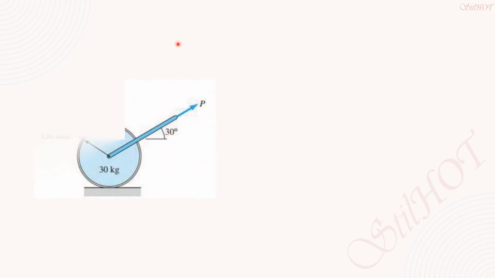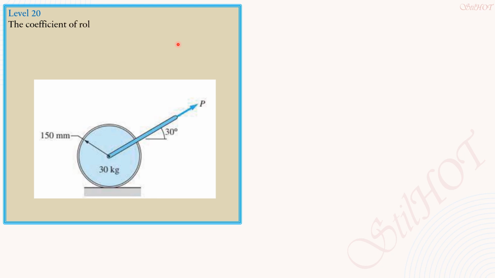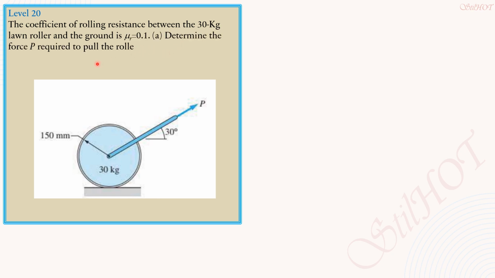Problem 20: the coefficient of rolling resistance between the 30 kilogram roller and the ground is mu sub r equals 0.1. Determine the force P required to pull the roller at a constant speed. Then letter B, what force P would be needed to push the roller at a constant speed.